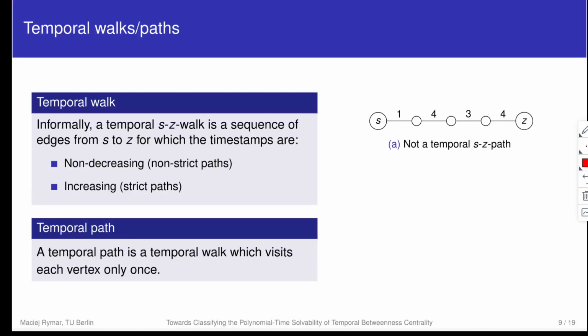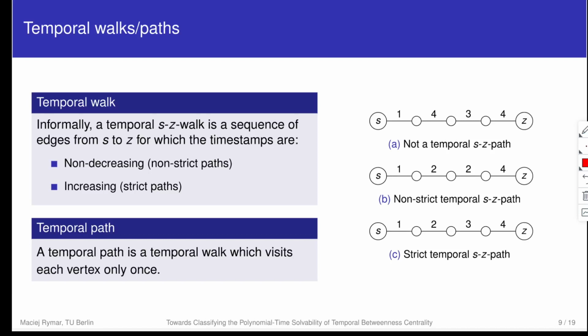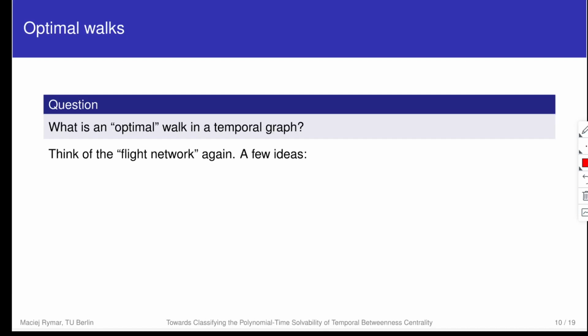And then a path is, of course, a walk which visits each vertex only once. And just to give a few examples, the first one isn't a path or a walk because it goes backwards in time here. This is a temporal path, but only a non-strict one because we stay at time 2. And this is a fully valid temporal path because we go forwards in time at all times.